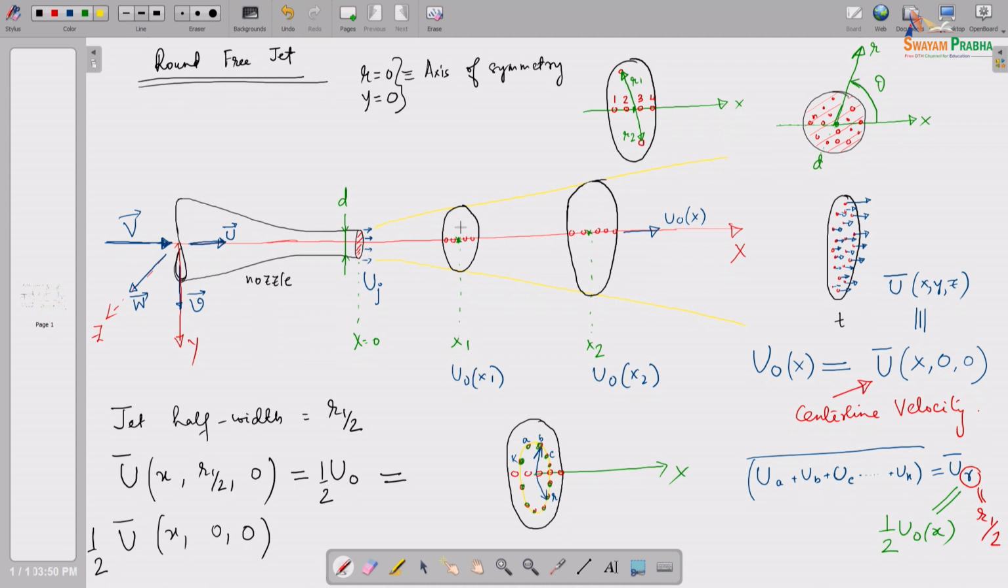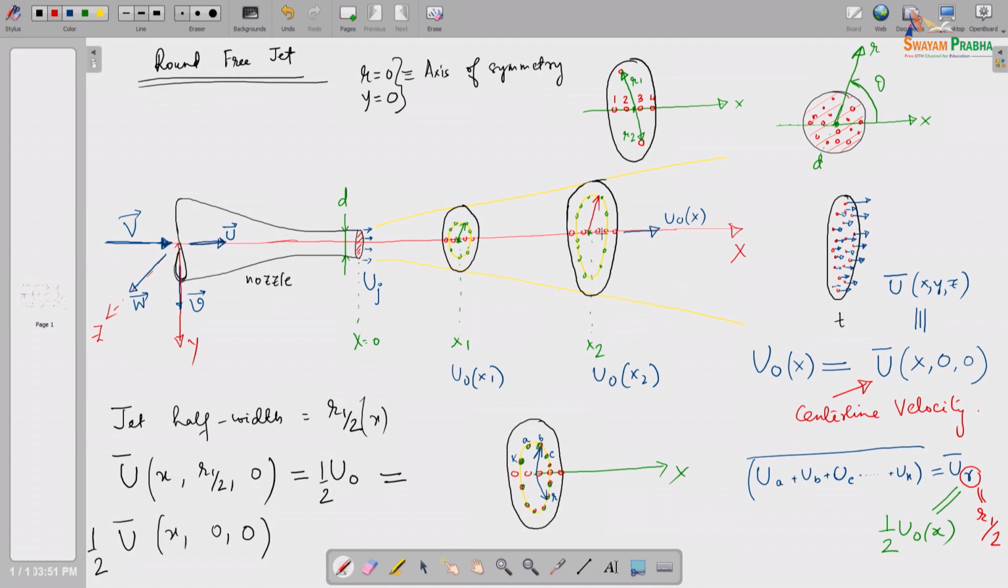As you can see, if these might be those points, then this is the r half, which is at x 1. So, r half is therefore a function of x. Similarly, if I go here, this might be the location where, if I take the mean velocities at all these locations, the corresponding r is the r half. So, r half is also a function of x, and this r half is actually used to define the spread of the jet. So, I need to calculate that.